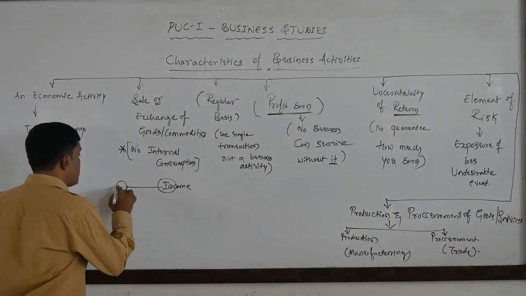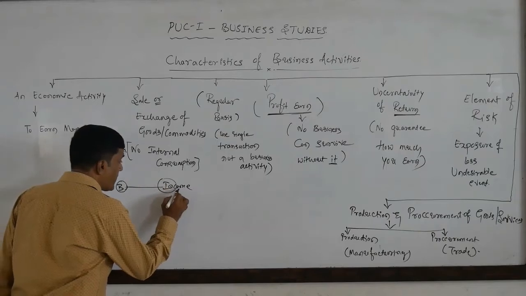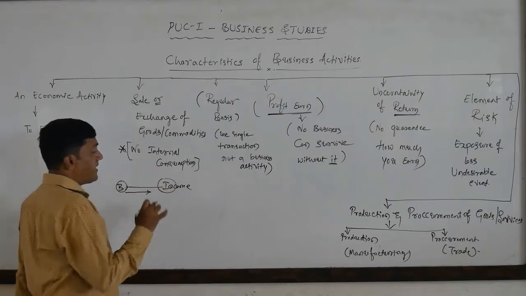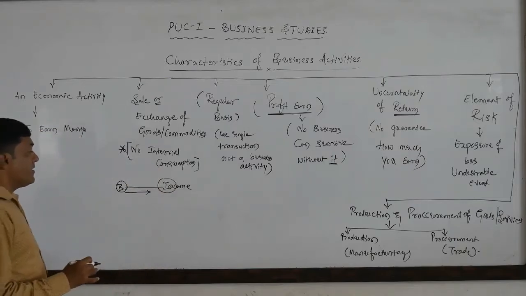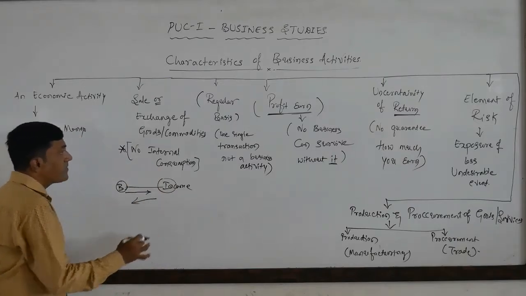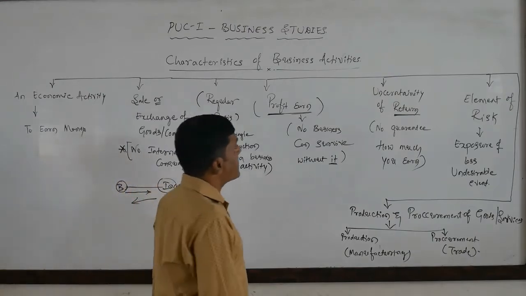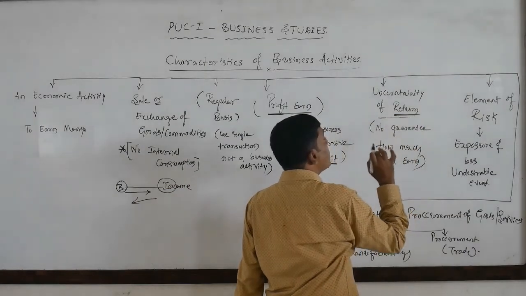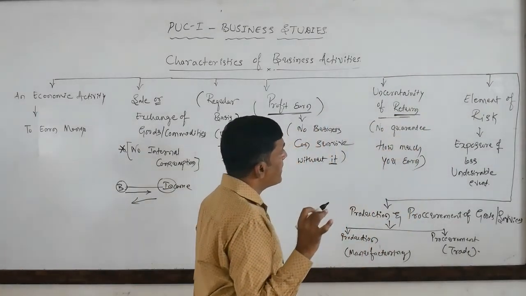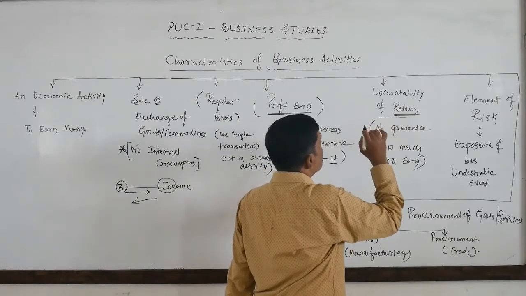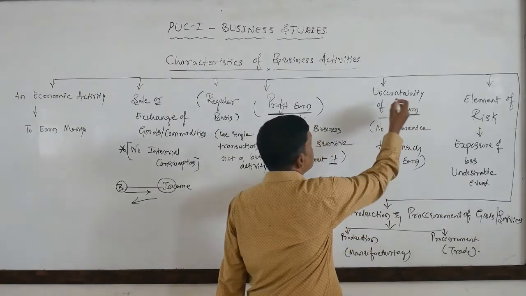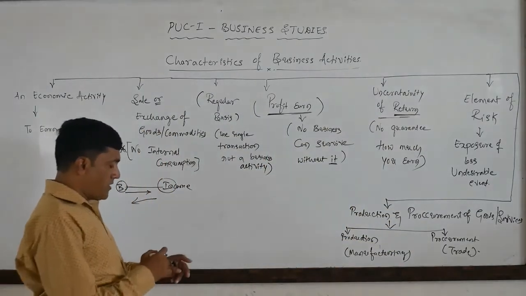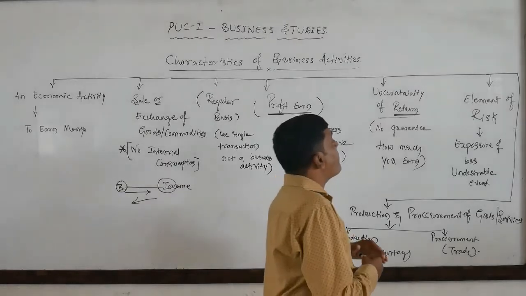Means you are conducting one business, your intention is to earn income, but you don't know how much you will succeed in earning income. Sometimes you may lose. So that is the reason we can say the business activity has totally uncertain return. But your intention must be earning income, whether it may be a loss or a profit. So we can say it is uncertainty of return.